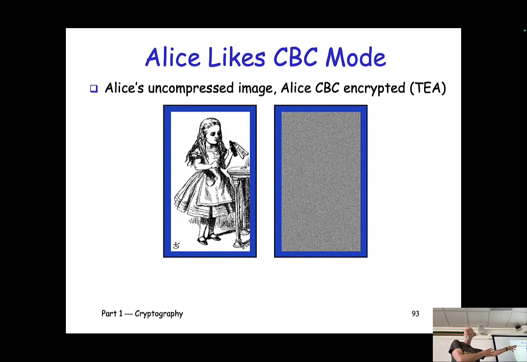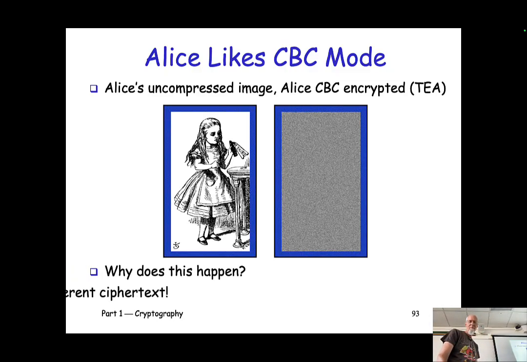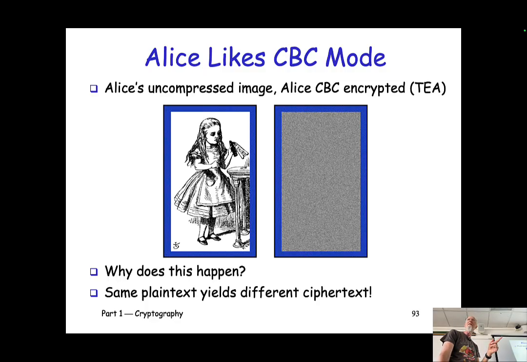Why does it do this, whereas ECB mode didn't? Because the same plaintext is not the same ciphertext. All these white blocks here, they encrypted different things. That's why you get this random looking image. All right, so that's ECB mode, CBC mode.